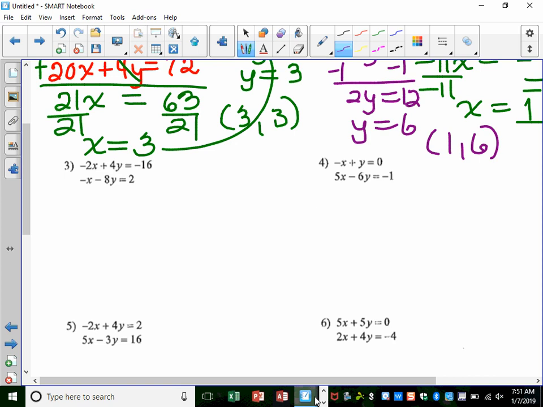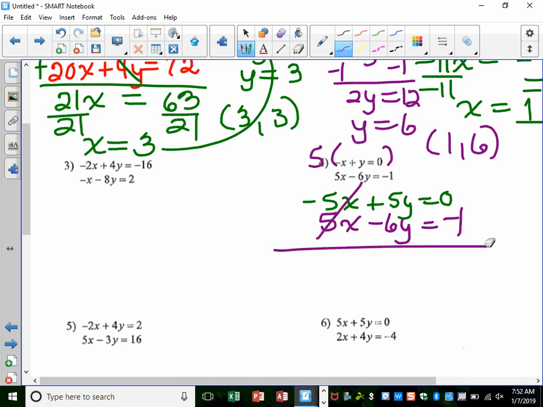All right, so let's take a look at, let's do number 4, okay? So in number 4, again, you decide if you want to eliminate x's or you want to eliminate y's, okay? Here, I'm just going to do the x's. So if I do the x's, I would have to multiply the top one by what? 5, very good. So this will give me -5x plus 5y equals 0. And then I'm just going to rewrite the other one right underneath.